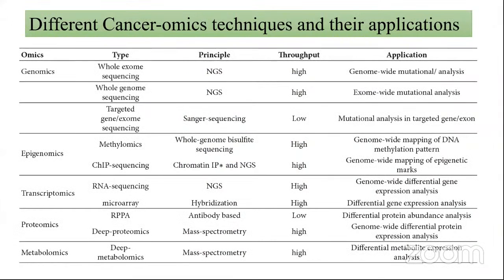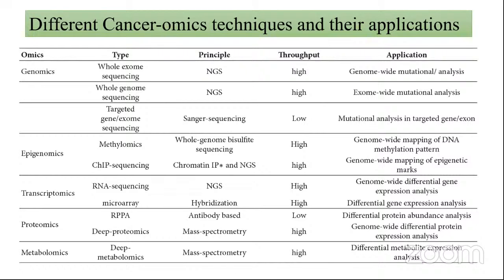these are the different canceromics techniques and their applications, which have been listed here. If you're interested in studying the genomics based approach, there are different types. If you are dealing with a genomics based study, you are dealing with whole exome sequencing data, whole genome sequencing data, and targeted genome or exome based sequencing. These techniques are included in the genomics approach.